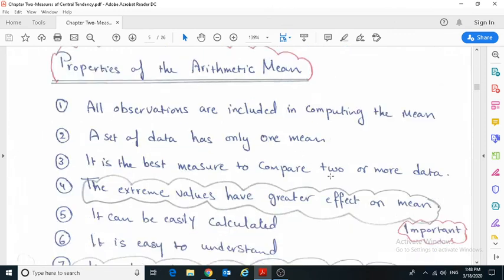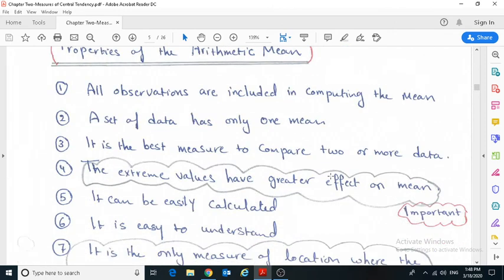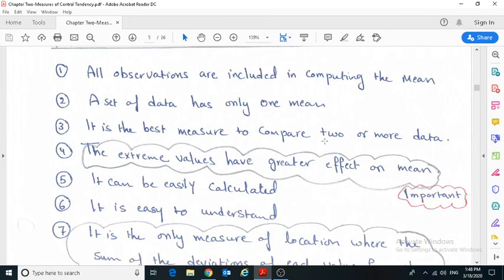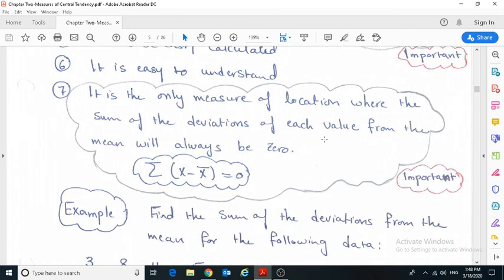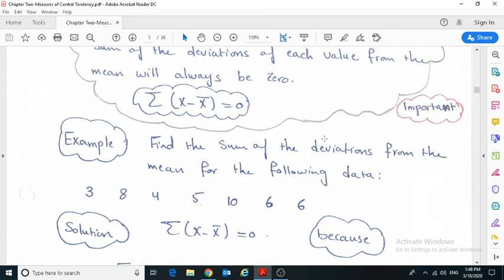For the properties of the arithmetic mean, we will describe only property number 4. The extreme values have greater effect on the mean, and it is the only measure of location where the sum of the deviation of each value from the mean will always be 0. And this is an example.